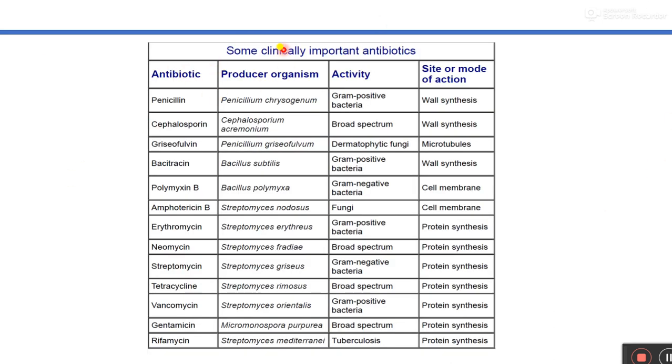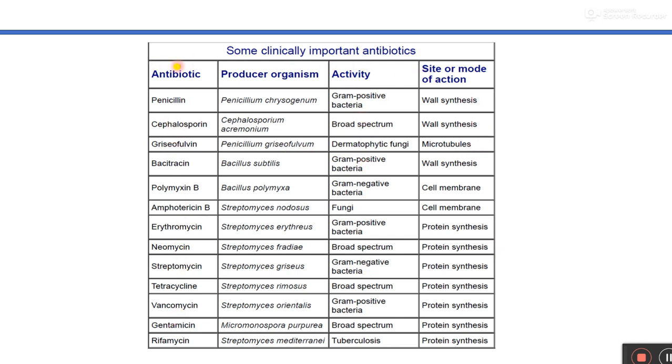And this is the table. In this table you can find the antibiotic, in this column you can find the various organisms from where these antibiotics have been derived, in the third column you can find the different kinds of bacteria on which these antibiotics act, and in the fourth column you can find the site in the bacterial cell where these antibiotics act.